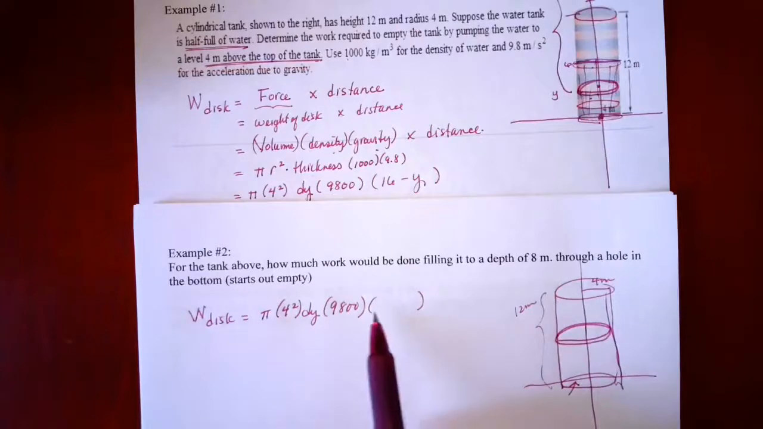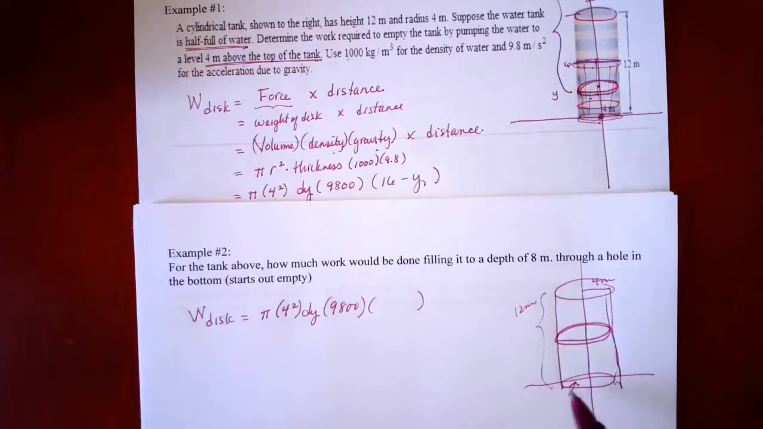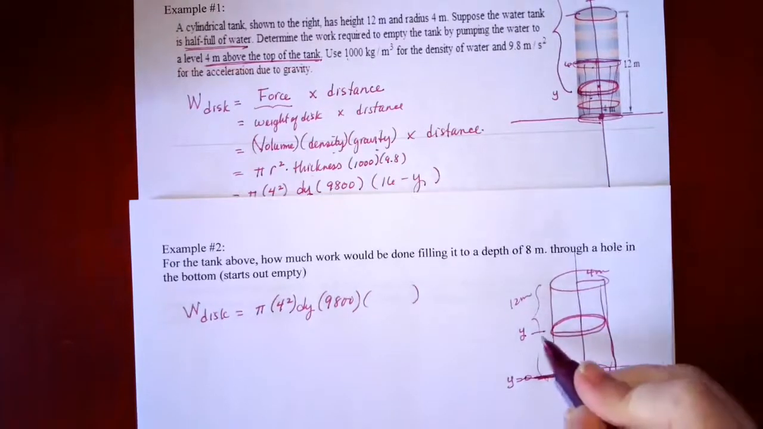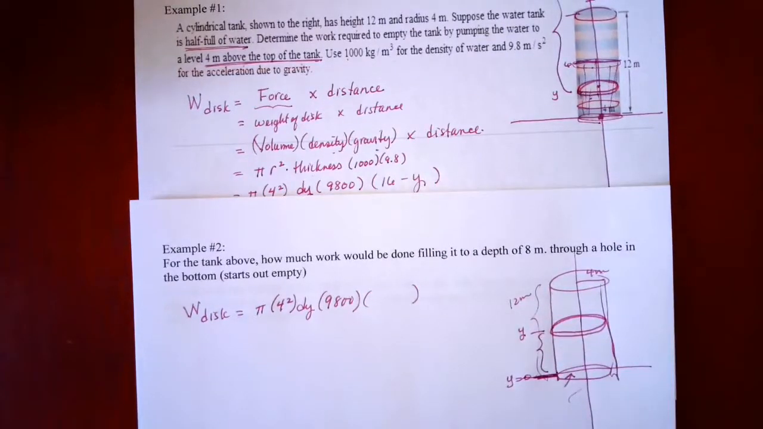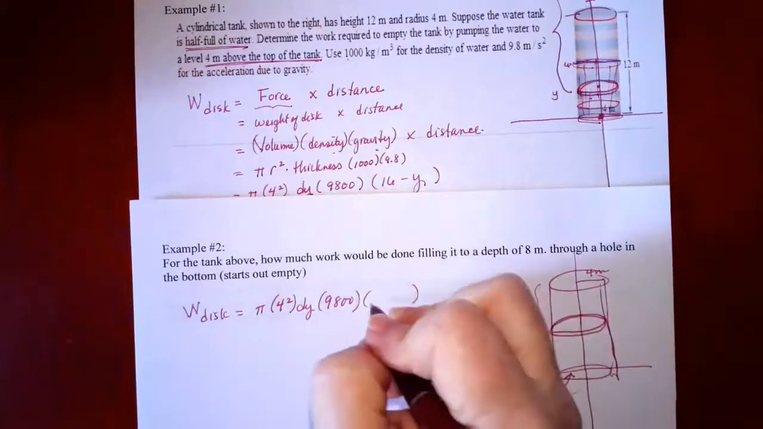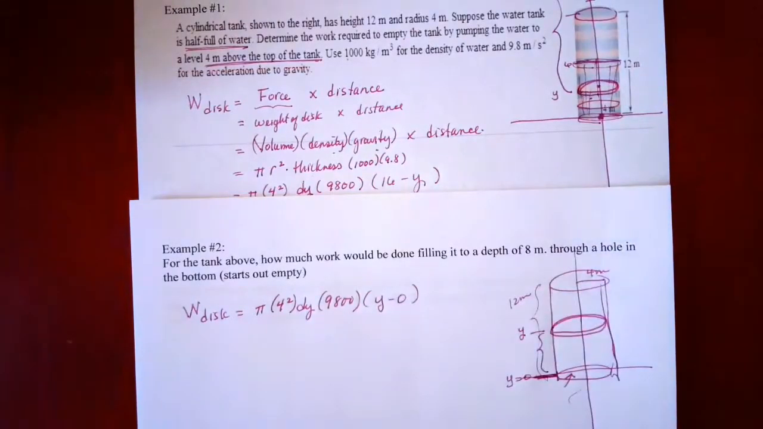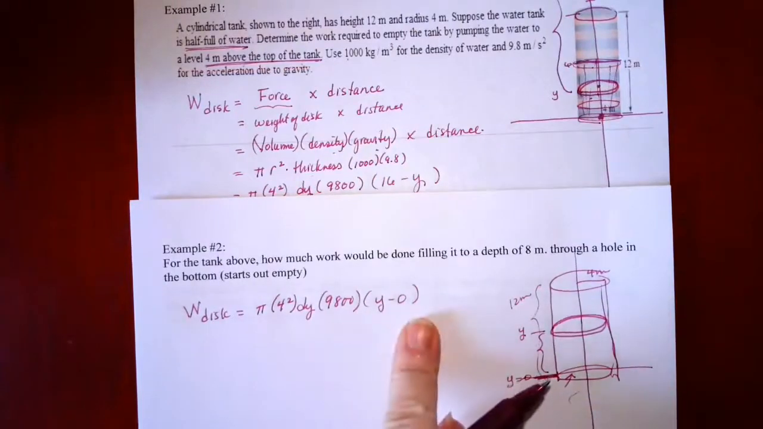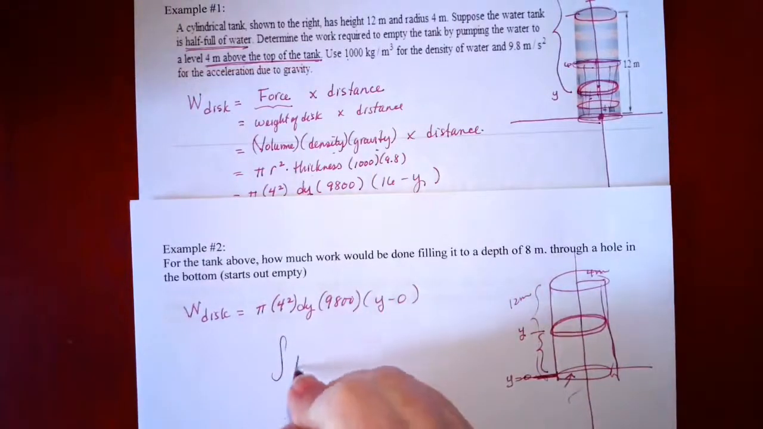But now, how far do they have to travel? Well, I'm not worried about what happens down here below the tank. I'm only worried about once it gets to the bottom of the tank. So I'm going to start calculating my work once my water hits a level of the bottom of the tank, which is y equals 0. And it has to travel up there to some y value in the tank. What is that distance? Y minus 0. Exactly. To find the total amount of work done, I'm going to integrate all that.